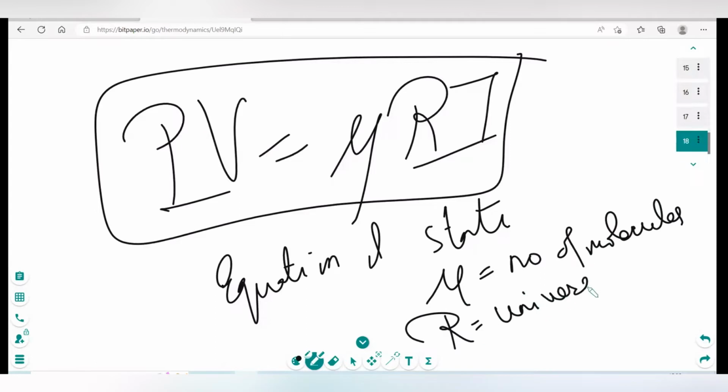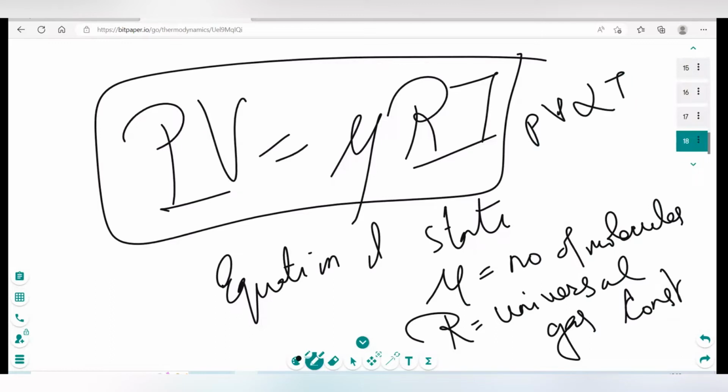R. What is R? Universal gas constant. It is actually PV is like this. So this, does that mean proportional? Yes. So this is getting replaced with this R, the constant. That means all state variables are not independent.